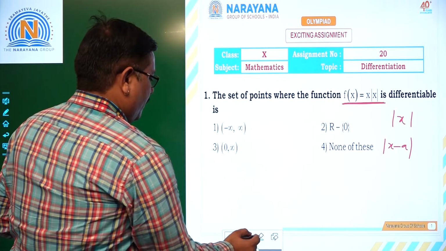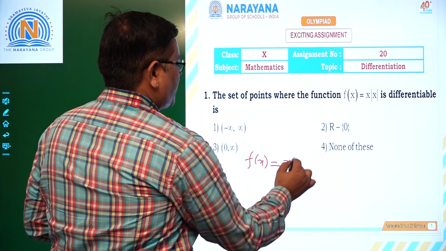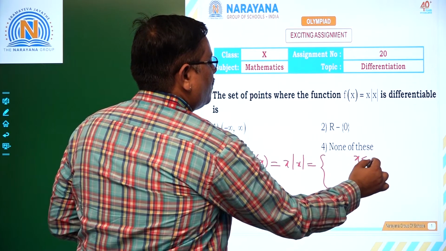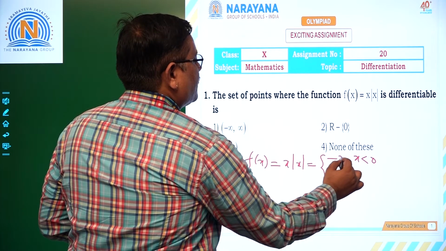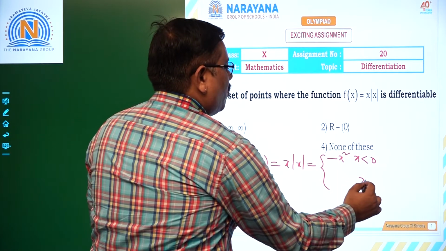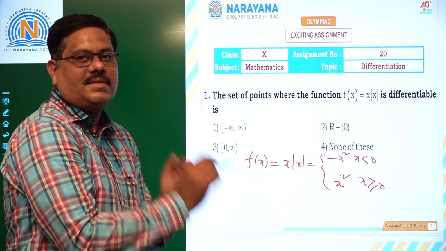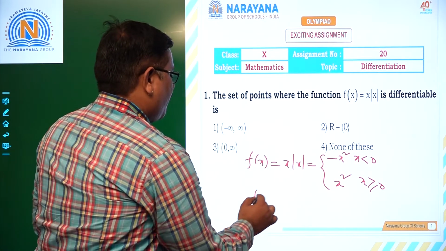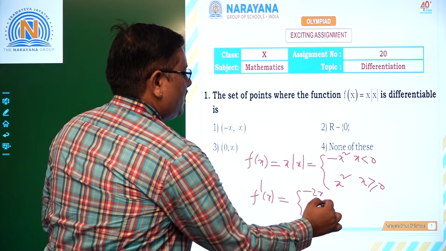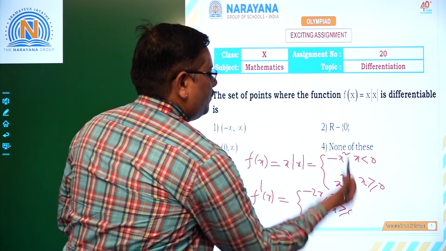For that, let us define f of x, which is x mod x. If x is less than 0, what is the function? Minus x square, because mod x is minus x if x is less than 0. If x is more than or equal to 0, what is the function? x square, because mod x is x. Once you have this, find f dash of x directly. That is minus 2x if x is less than 0, and 2x if x is more than or equal to 0.